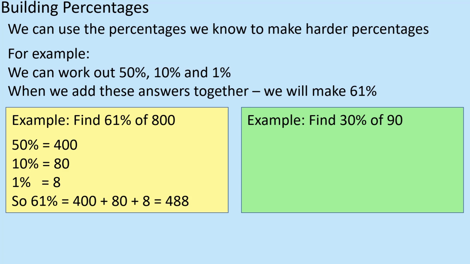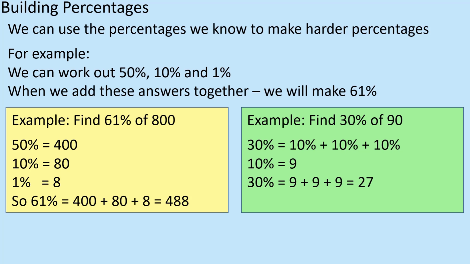So let's have another look at one. Find 30% of 90. Well, the easiest way I can think of is, I can work out 10%, by dividing it by 10, and then just times it by 3. So let's have a look. 30% is 3 lots of 10%, so 10% is 9, so 3 9s are 27, and that's going to give me my answer. So 30% of 90 is 27.